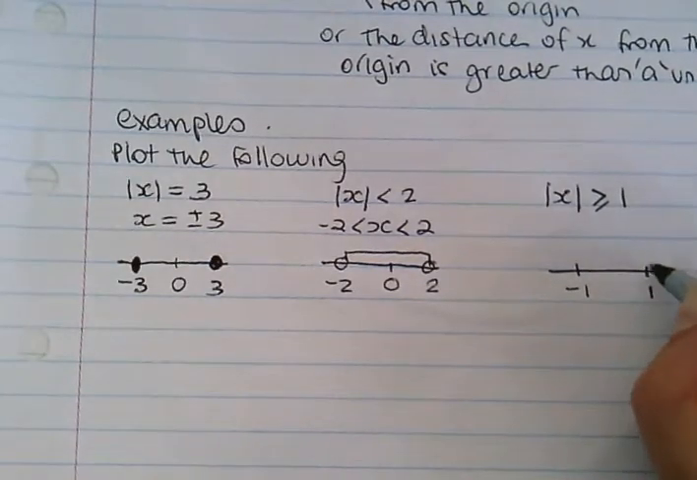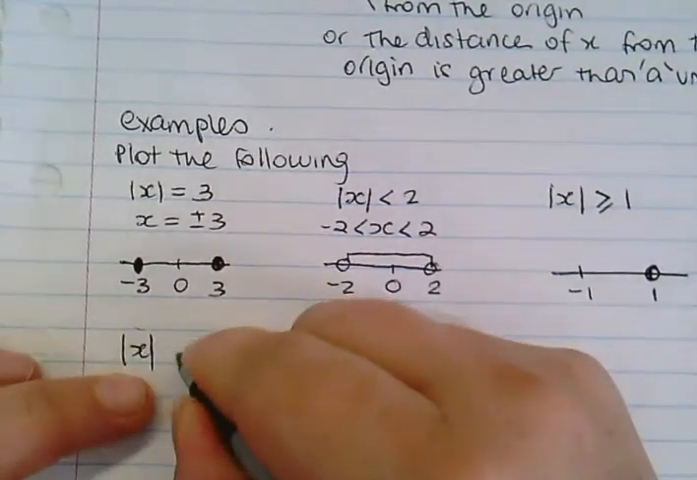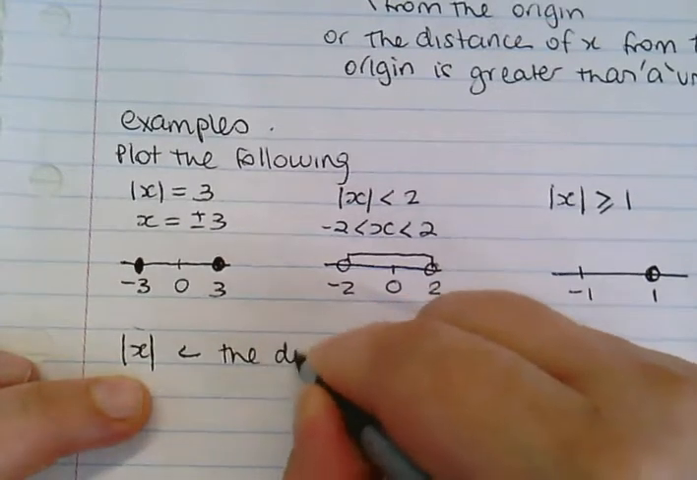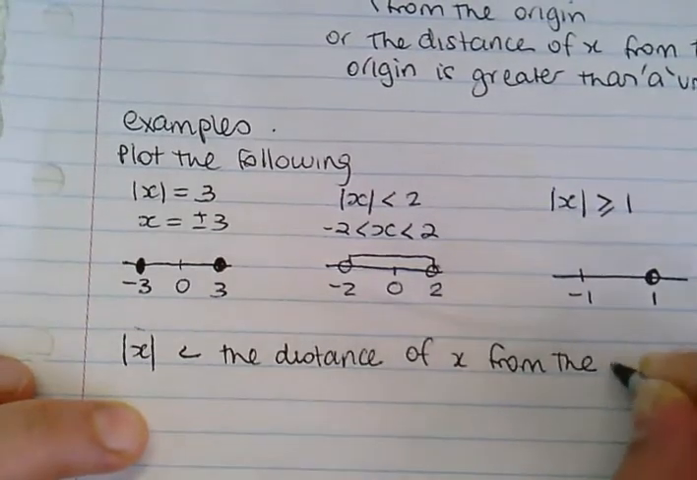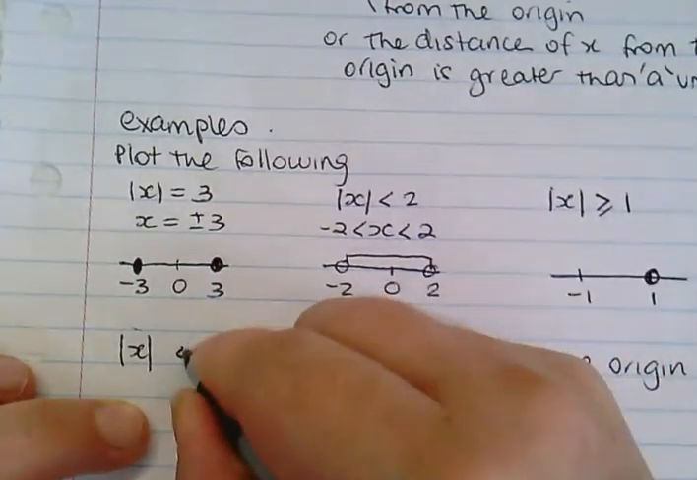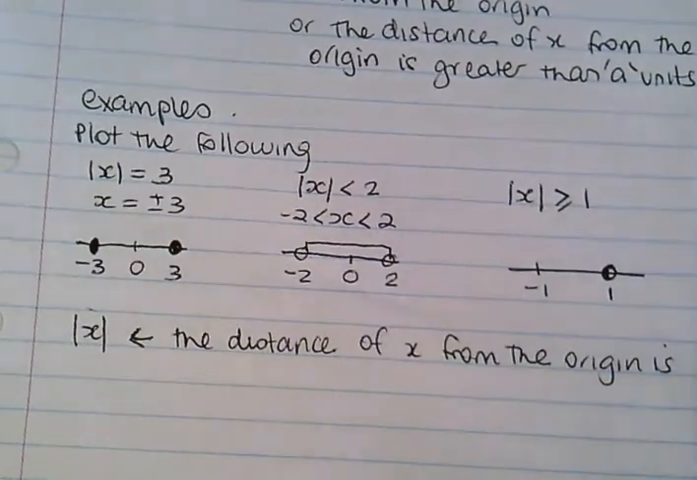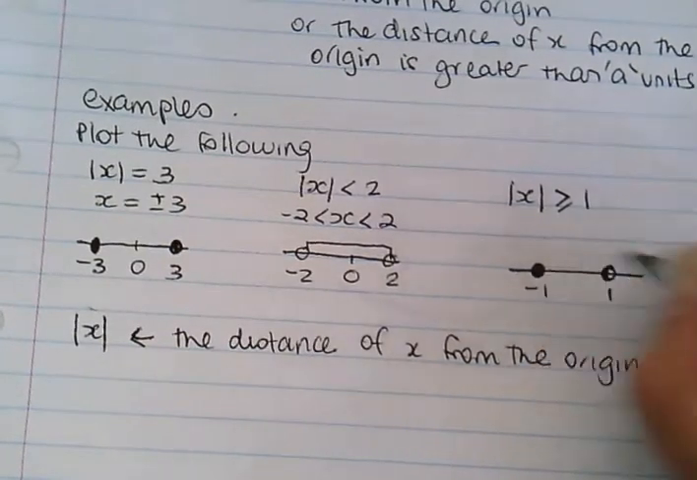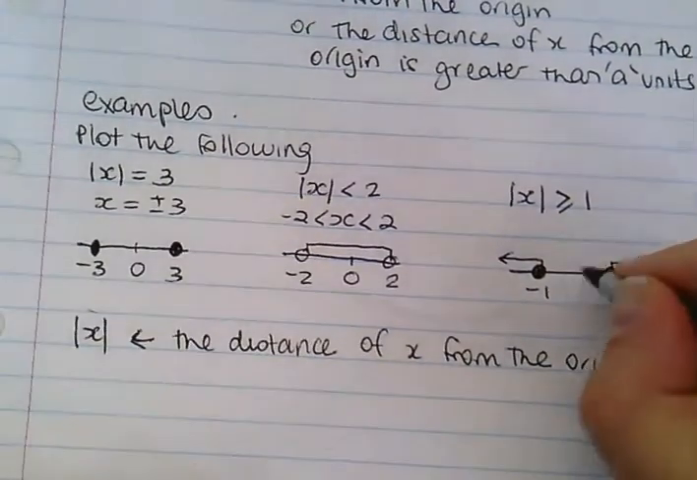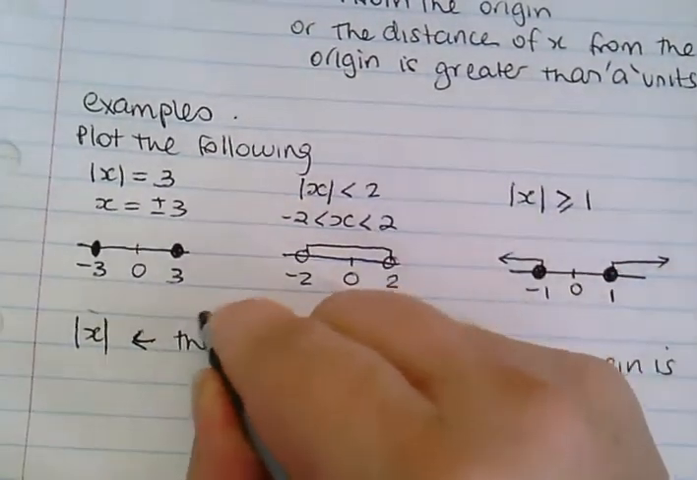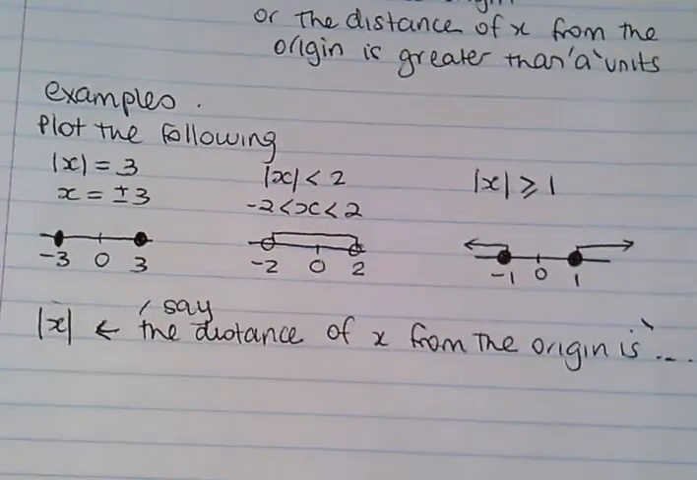So it could be on either side. When you see that, that means you say to yourself the distance of x from the origin is greater than or equal to 1 unit. You have to colour these ones in going that way. Okay? When you see that.